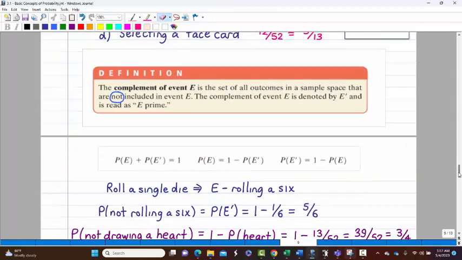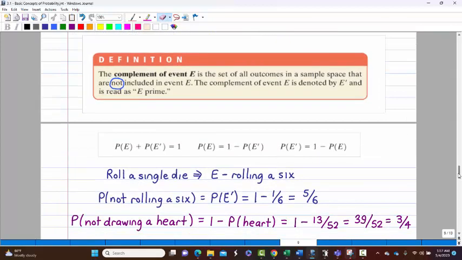The next definition here is called the complement of an event, E. Complement. It's not the same kind of complement as, my, that's a lovely hat you're wearing today. That word's actually spelled with an I between the L and the M. And this idea, complement, means not something, the opposite of something. So it's the set of all outcomes in a sample space that are not included in E. So if you define what event E is, the complement means not in E.